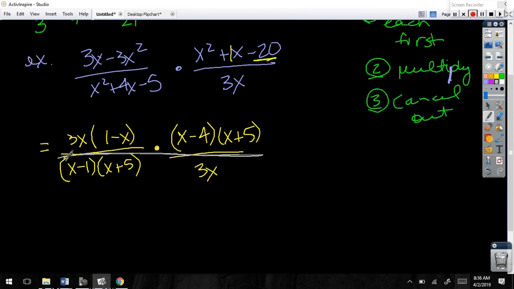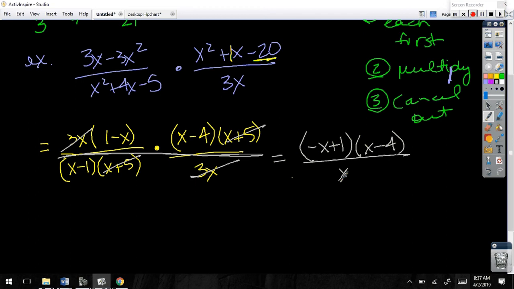Well, now let's simplify. Let's cancel out. What all cancels? Several of you have said the 3x. That's the first thing you see. This is an x minus 1, x plus 5. Now, one of them is 1 minus x. Now I could easily manipulate that to make it x minus 1. Right now it's -x plus 1, right? I just moved them around so you could see it with the x first in standard form: x minus 4 over x minus 1.